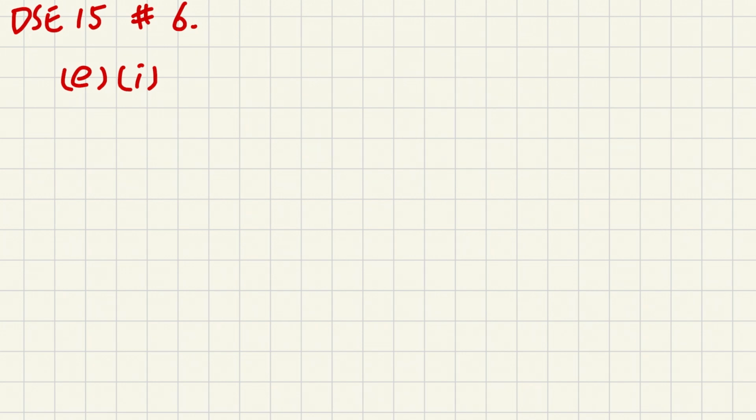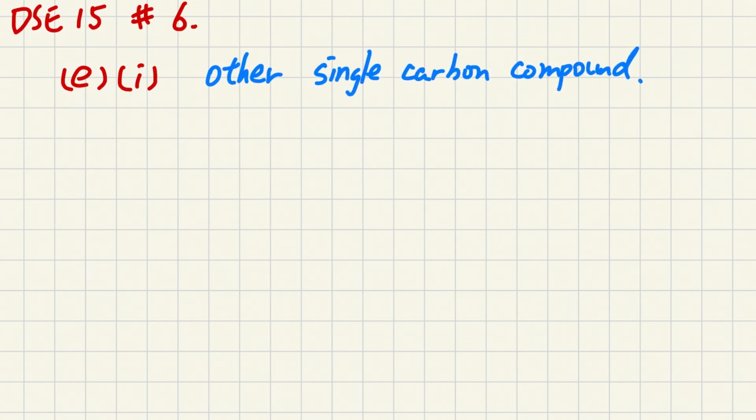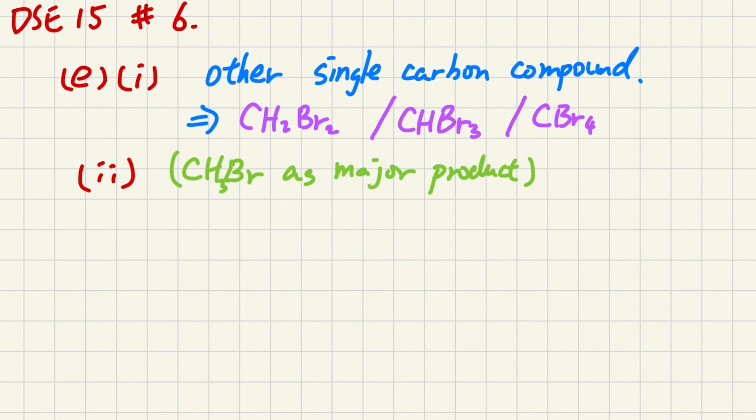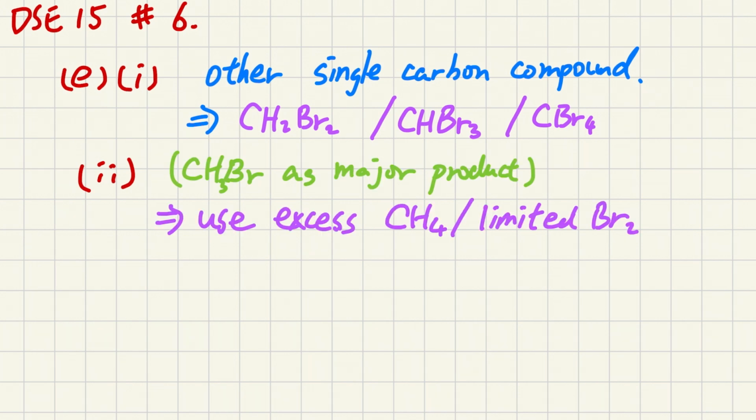The reaction will not stop here, so further substitution occurs to form dibromomethane, tribromomethane, or even tetrabromomethane. So how to guarantee the monosubstituted one is the major product is we use excess methane or limited bromine solution.